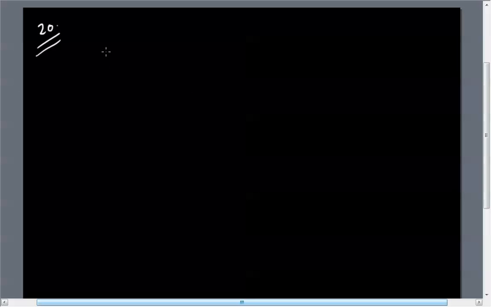So first thing I'm going to do is lay out my columns. Okay, I'm going to have 1, 2, 3, 4, 5, 6, 7, 8, 9, 10, 11, 12. Okay, so we have 12 potential digits that we can use.